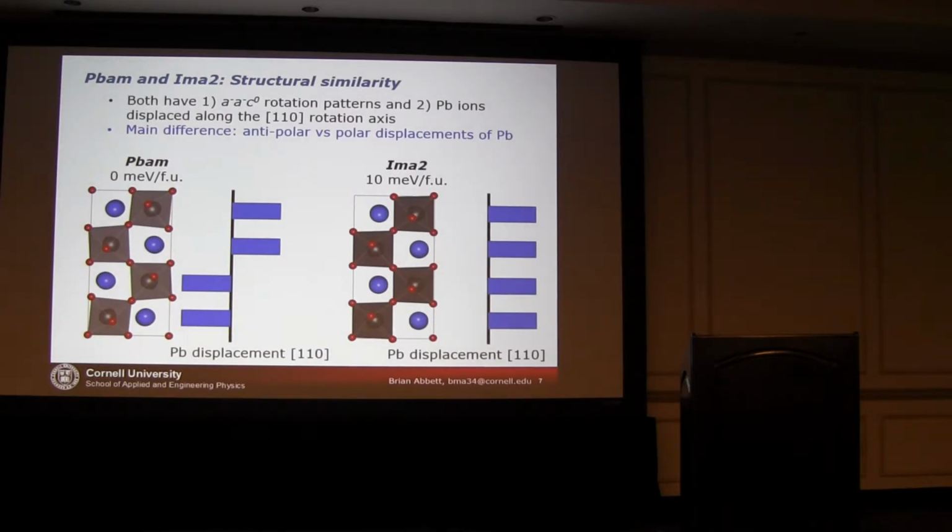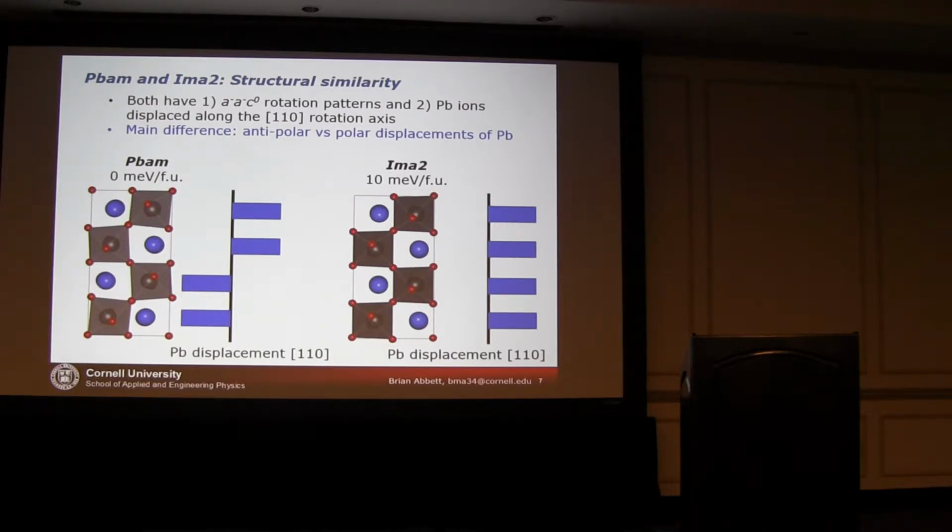So just to show what these two phases are, it's PbZrO3 on the left and Ima2 on the right. They obviously have the same octahedral rotation pattern, and lead ions displacing along the rotation axis, but the amplitude of both of these distortions is nearly identical in both phases. So really the only difference between these two phases is the pattern of lead displacements. In PbZrO3, you have this nonpolar lead displacement pattern indicated by these blue bars, whereas in Ima2, it's polar, and all the lead displacements go in the same direction.